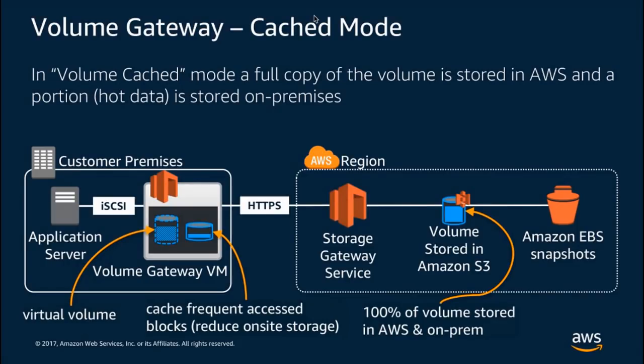This mode, as far as the application is concerned, it sees a fully formed volume on premises that it accesses over iSCSI, and we cache just the frequently accessed blocks. We totally manage the cache for you based on read and write activity. All of your data is stored in the cloud, so it's all safe if the gateway is lost.